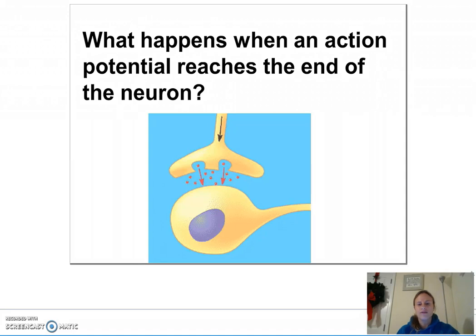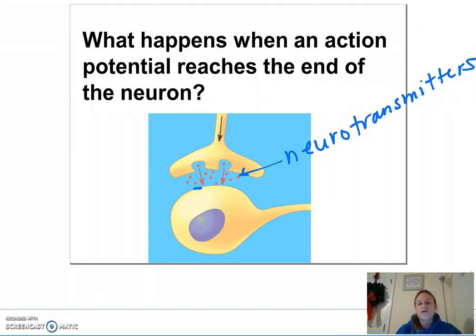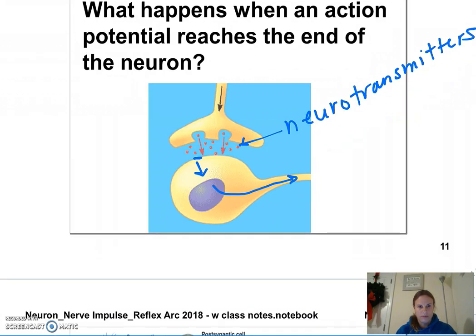Well, we know it has to travel to a neighboring neuron, but how does it do that? It's going to involve these chemicals, which are chemical messengers called neurotransmitters. And what these neurotransmitters do is they're going to dock on a receptor on what's called the postsynaptic membrane, which is going to open up a sodium-gated channel, allowing sodium to enter the postsynaptic nerve, thus sending the action potential on through the next neuron. So let me show you what I mean.